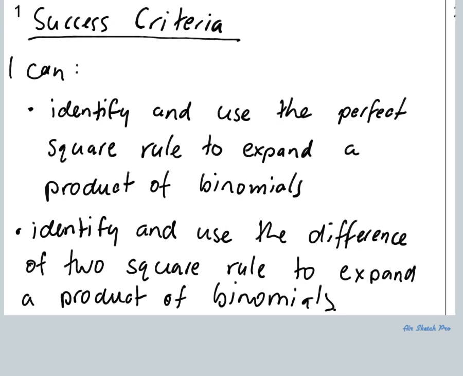So, success criteria. I think I'm competing with you guys. I don't think there's a need for laptops to be open.